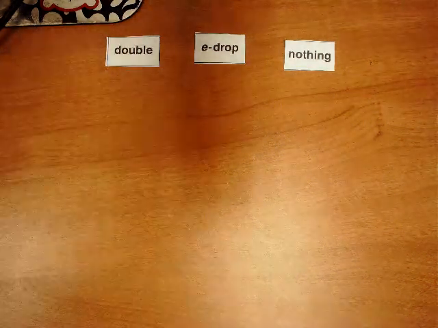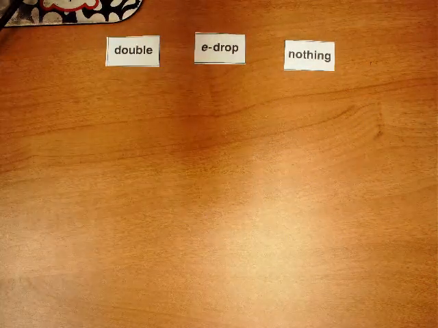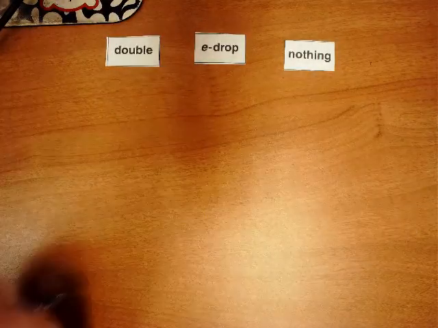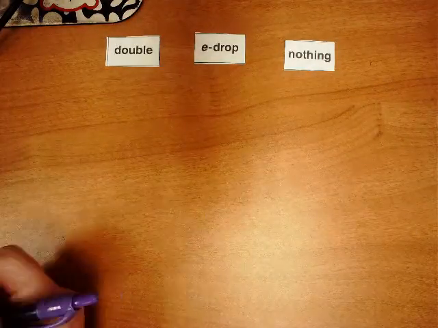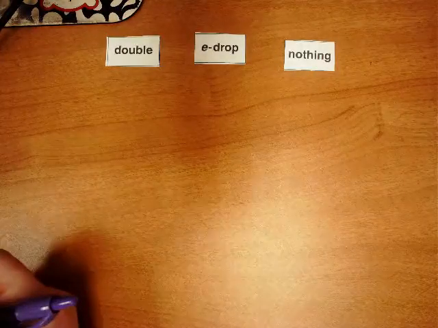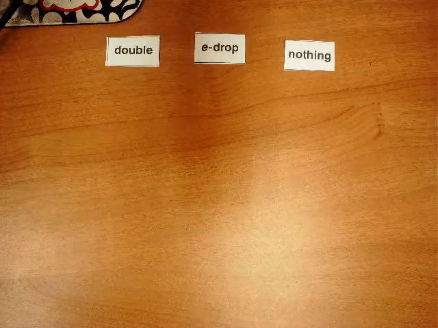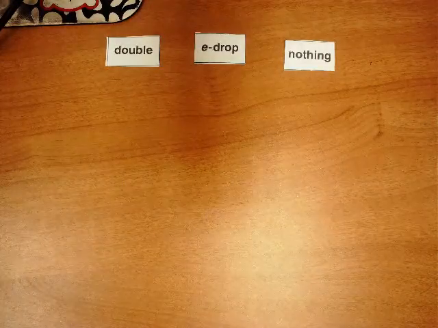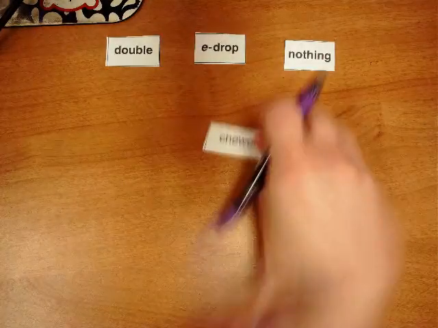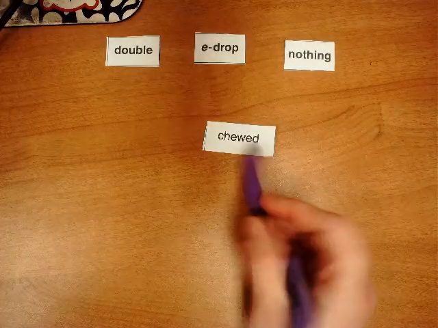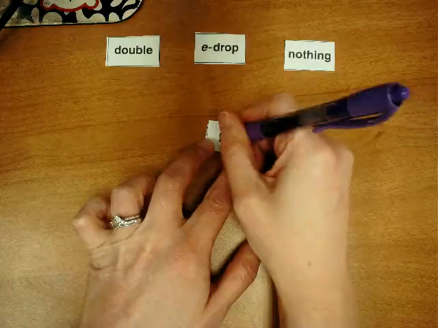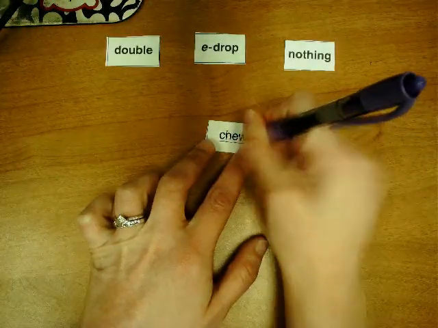Okay, friends, so today we're going to be taking a look at another sort where we've got double, E drop, and nothing rules. The only difference to this, as opposed to adding ing, is we're just adding the suffix ed. I want you to think about words that have an ed suffix, like the word chewed. This ed goes on to the base word, right? You've got that full base word chew.